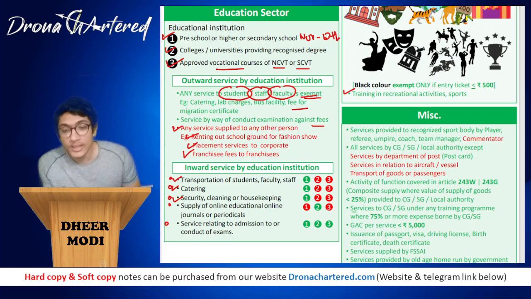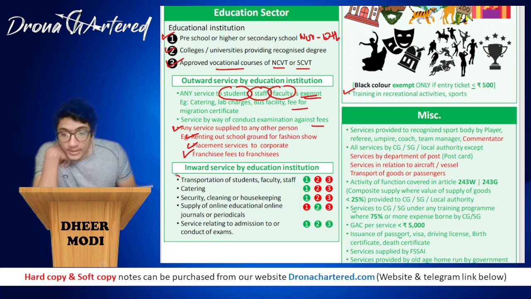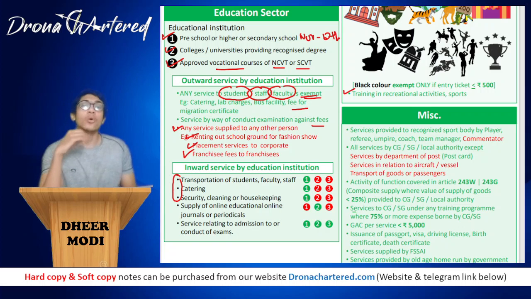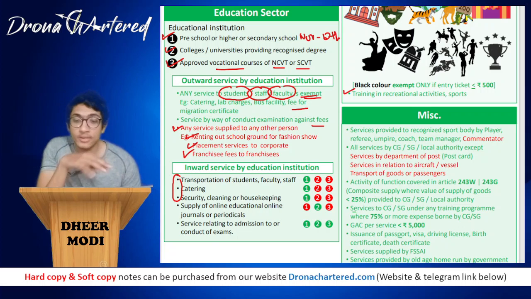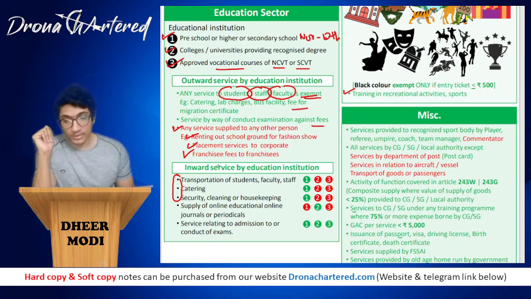So if you see these three services, that is your transportation, your catering, and any security, cleaning, or housekeeping, these three are all exempt to your preschool, higher secondary school, that is up to grade 12, but it is taxable to colleges and approved vocational courses. Clear? So your first three are done.